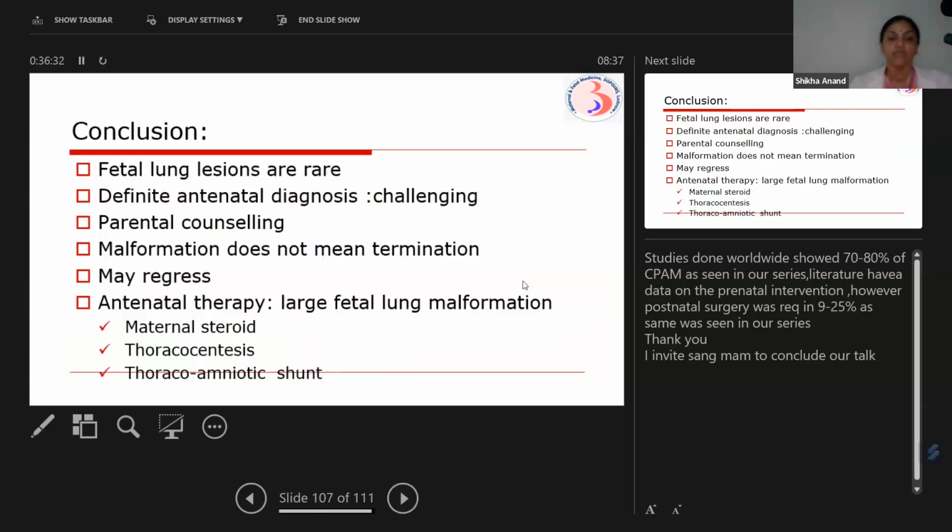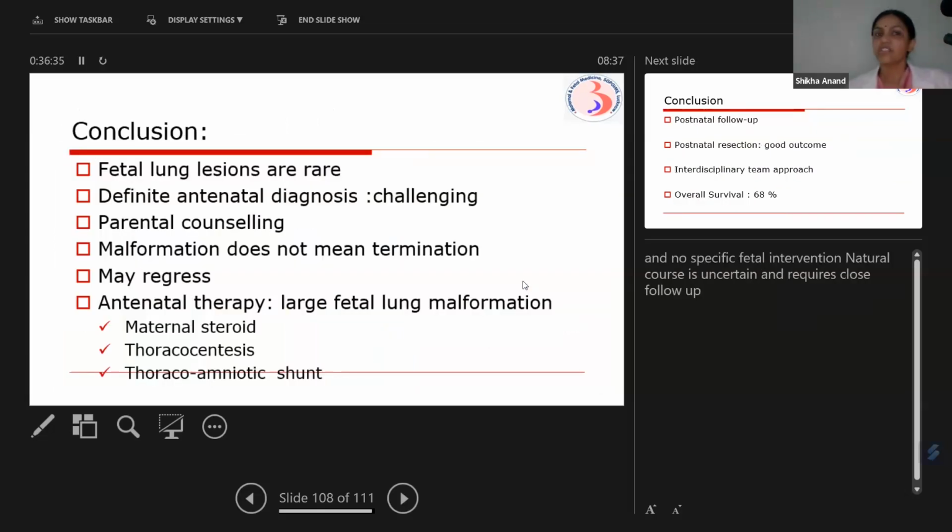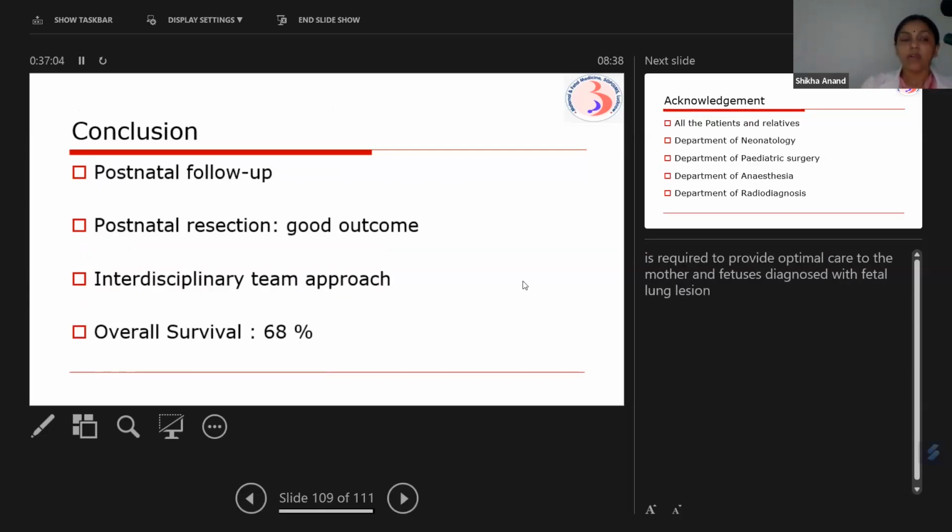Thank you, Manisha. So now we see that fetal lung lesions are a rare entity, and the diagnosis can many times be challenging. However, with proper diagnosis and proper antenatal management, we can do very well. And if we counsel the parents properly, malformation does not always mean that termination is the option, because these lesions might regress during the course of pregnancy, or with the antenatal therapy, these malformations respond very well. So postnatal follow-up is required in all the cases, because postnatal surgery also has a very good outcome. An interdisciplinary team approach results in very good outcome.